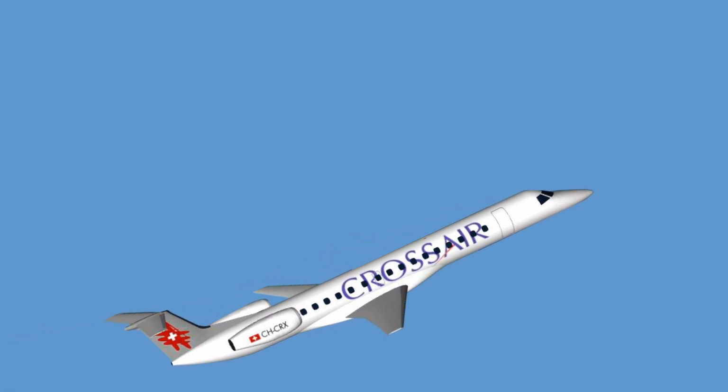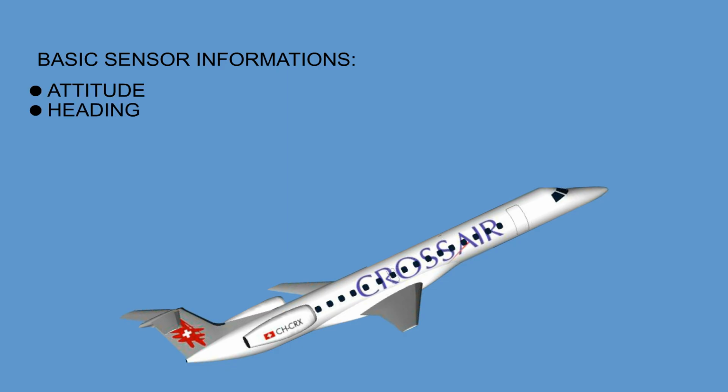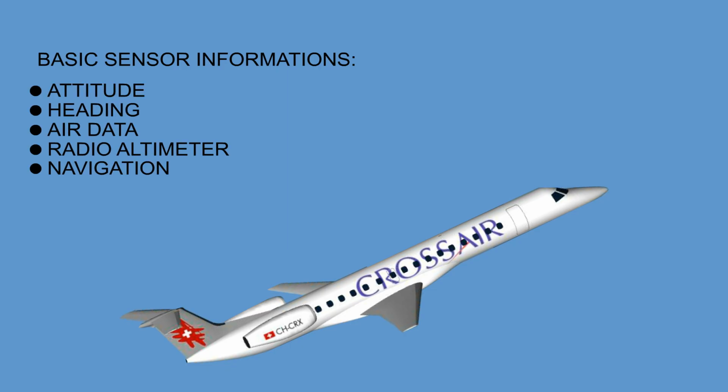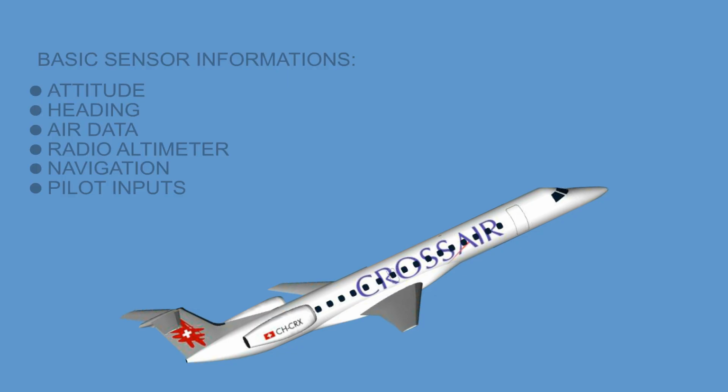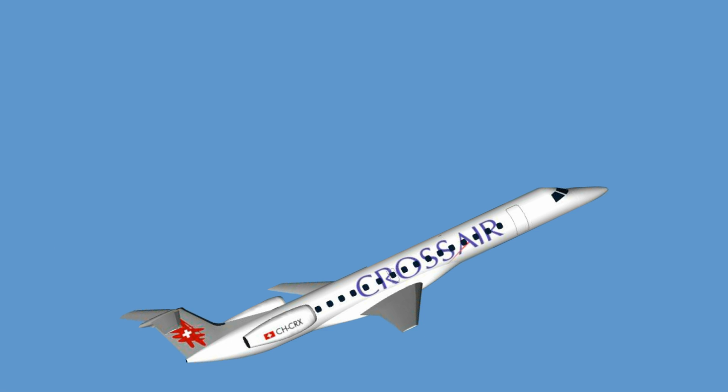The Flight Director subsystem provides pitch and roll attitude commands, which are based on data received from a variety of aircraft sensors, including attitude, heading, air data, radio altimeter, navigation, and pilot inputs. These attitude commands are then forwarded to the primary flight display and to the Autopilot module. The Autopilot subsystem automatically controls the aircraft control surfaces.